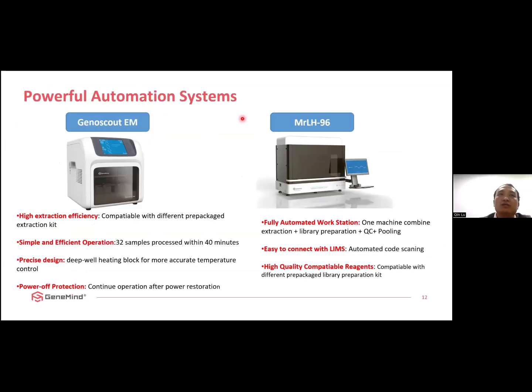Here is the automation system for DNA extraction, library building, quality control, and pooling. In this one machine, we could do the extraction, library preparation, QC, and pooling. All this could be done in this machine. And this machine could be easily connected with the LIMS, and it is compatible with a broad range of reagents.